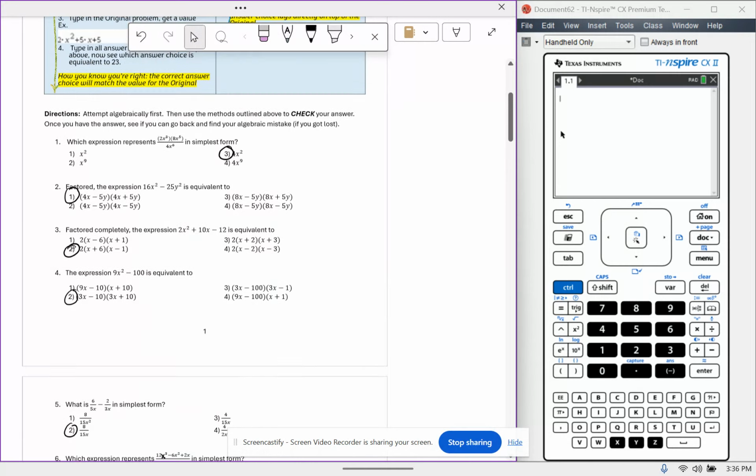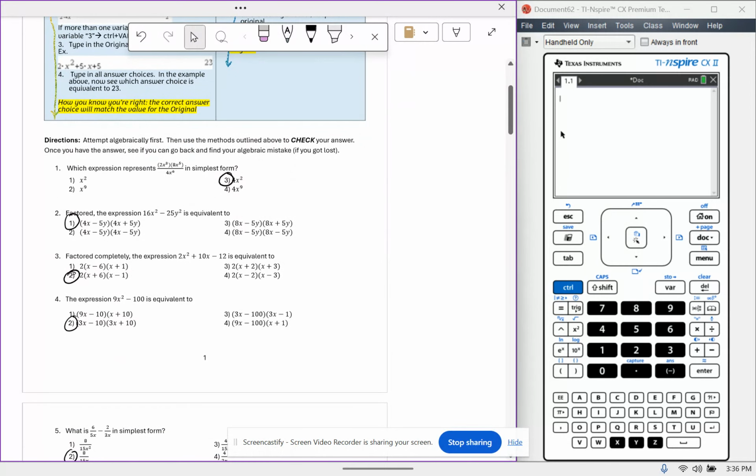All right, now let's go back to our methods on the calculator. In question 1, it says which expression represents this in simplest form. What we can do is check the equivalence of our answer choices now that we have them. So let's type in the original.